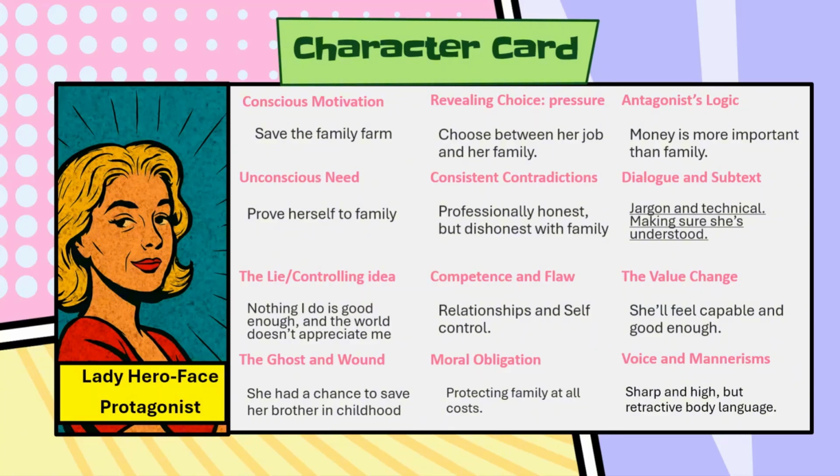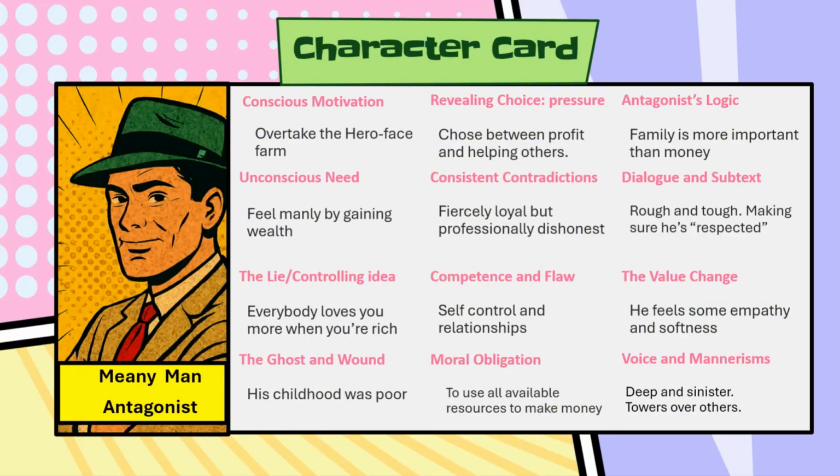Now, real quick, I'm almost done. Let's talk about the character card of Meanie Man Antagonist. So this is a mirror opposite of the protagonist, of the main character. He wants to overtake the farm. He's the one that is against her and her family. He feels manly by gaining wealth. He believes wrongly that everybody loves you more when you're rich.